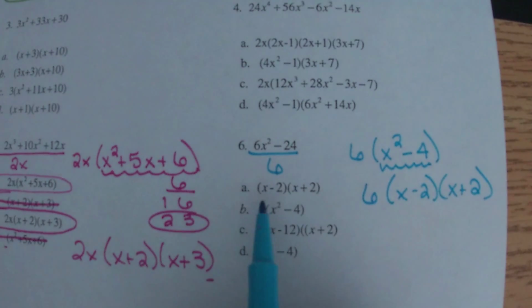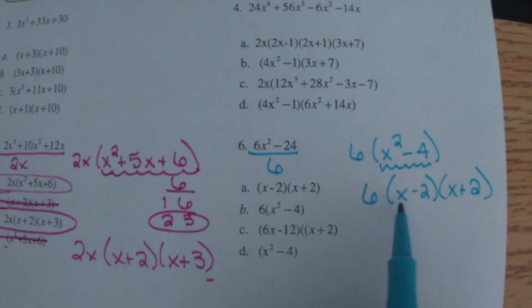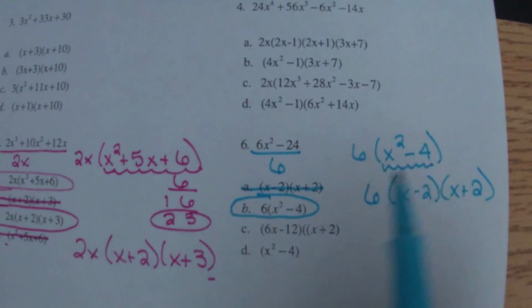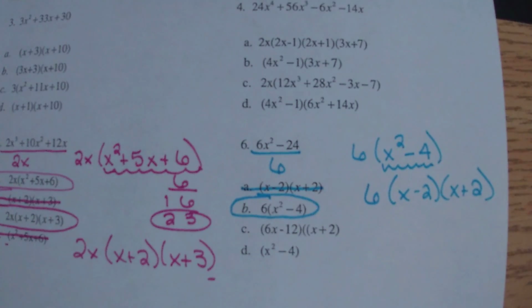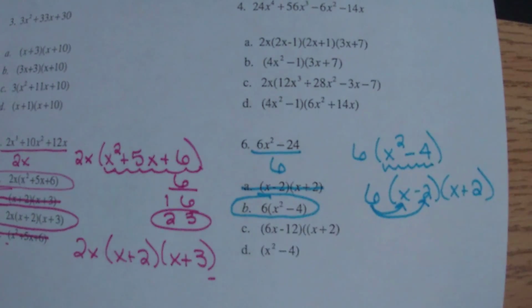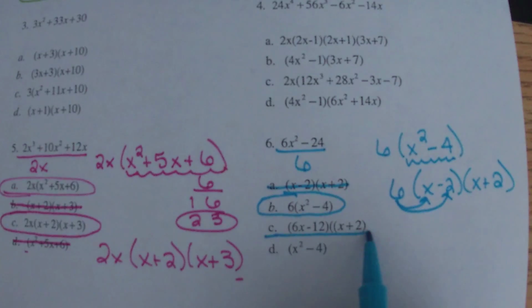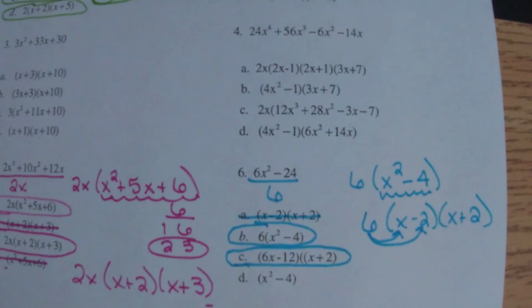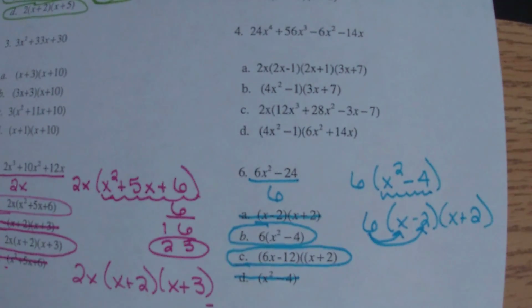So if we start going down the list, let's see, the x minus 2 and x plus 2, but it's missing the 6, so it can't be A. It can be B because that's our piece right here. C, right, we have a 6x minus 12, so that's this binomial with the 6 distributed, and then our other factor of x plus 2. D has our x squared minus 4, but not the 6 in front, so that's not an option.